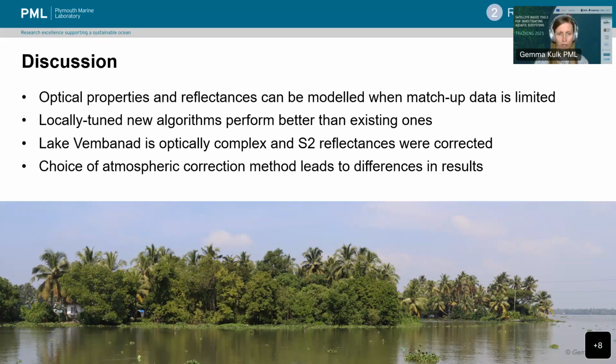We also note that the choice of an atmospheric correction method in our case depends on which variable is being retrieved. And although both atmospheric correction methods produce similar results, we recommend the use of Acolite for the retrieval of chlorophyll A and Polymer for the retrieval of total suspended matter in Lake Vembanad.